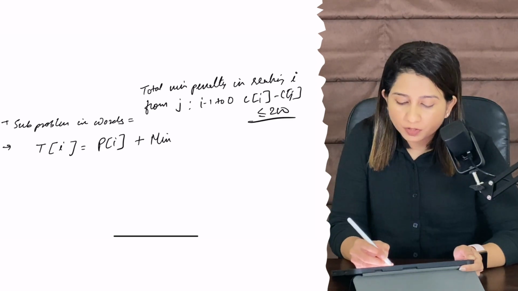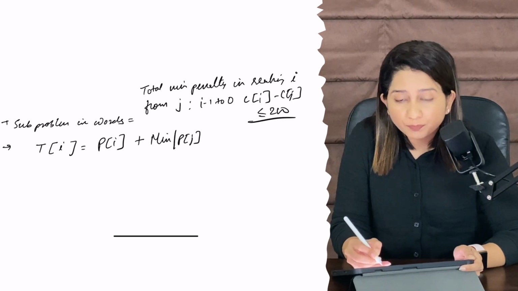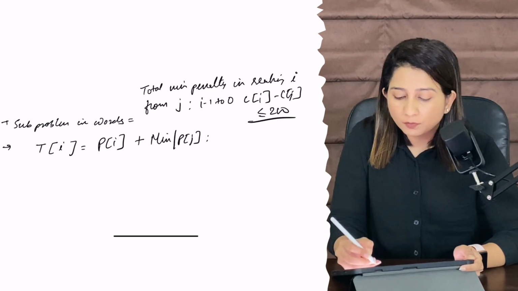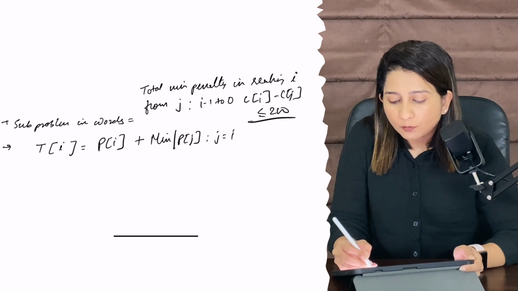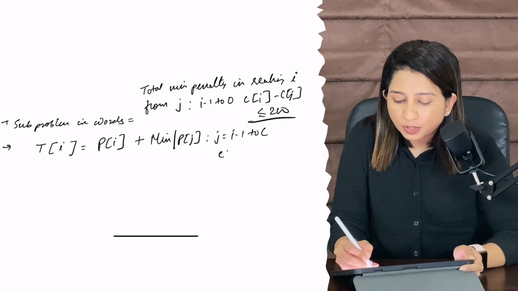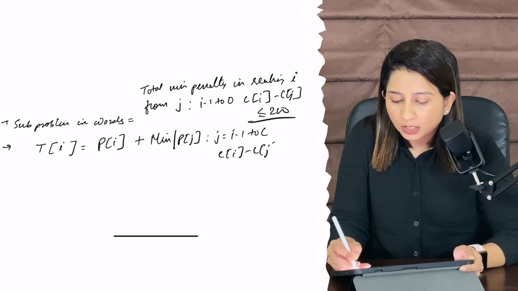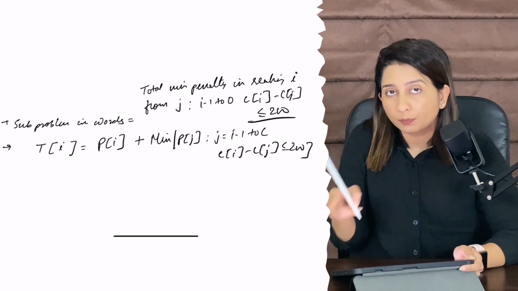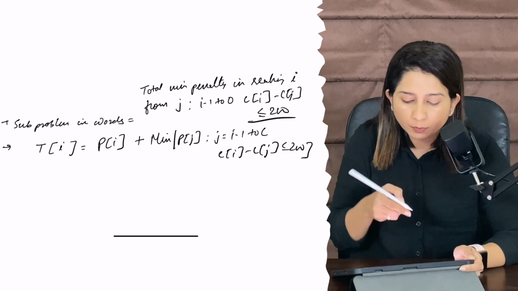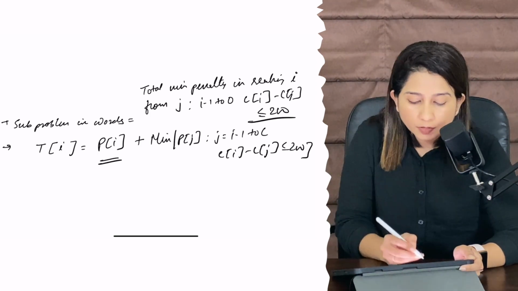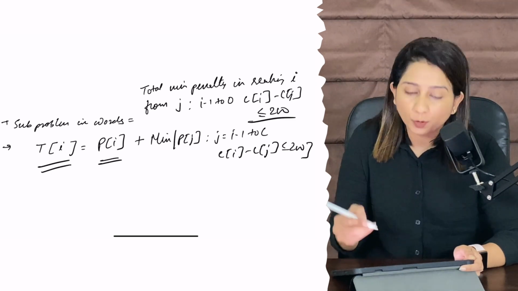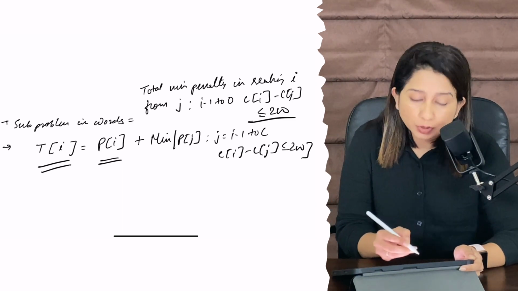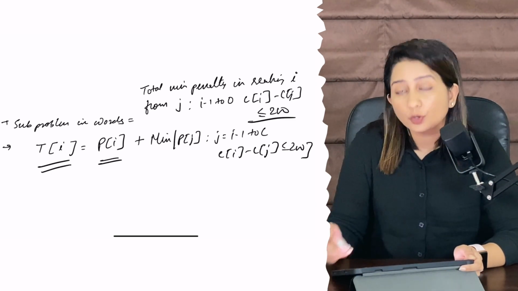So let's say that the previous point that we reached here from was j. How will we find that j? We will traverse j from i minus 1 to 0 such that ci minus cj is less than or equal to 200, and then we will find the minimum penalty from those, and add that minimum penalty to our current penalty, which will give us the total penalty at reaching point i. And when you do this for your last point, you get your final solution.